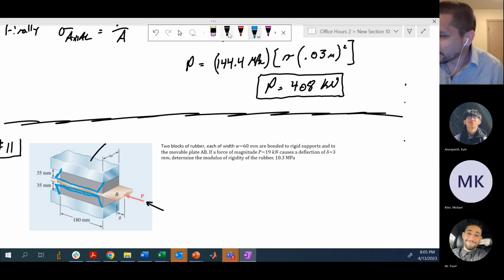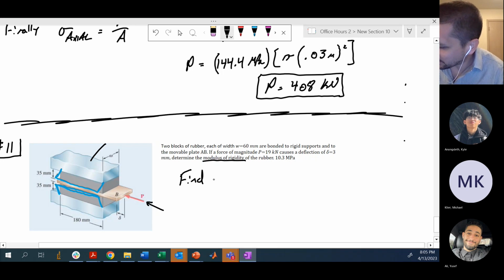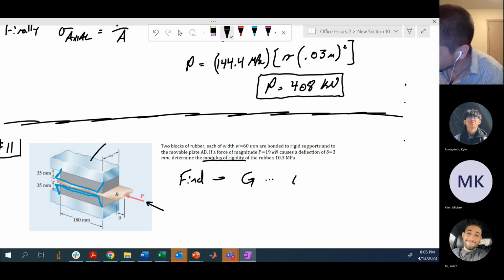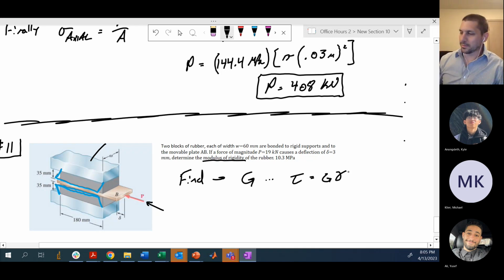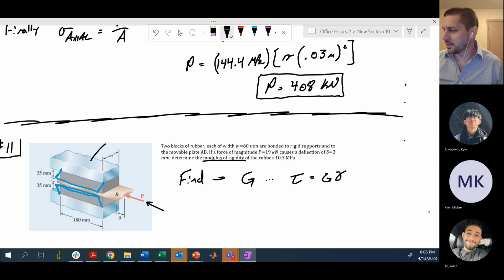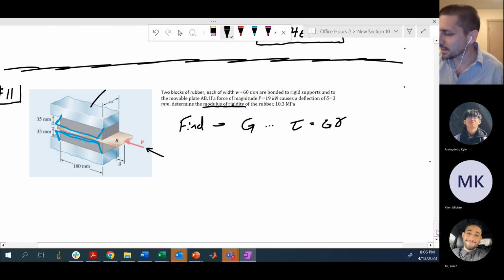Okay, so we want to find the modulus of rigidity, which is typically given by the variable capital G. The only equation in this class so far that uses the modulus of rigidity is that the shear stress is equal to the shear modulus times the shear strain gamma. So we probably need to do some work finding shear stress and shear strain. Once we have those two pieces of information, G should pop out. Let's think about each of these separately and how we're going to attack this.